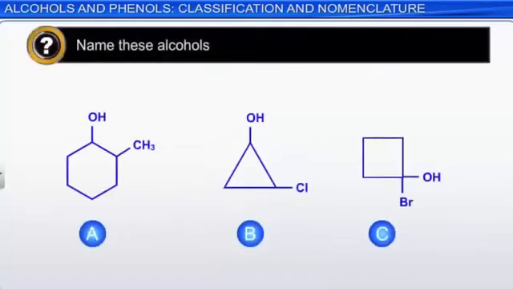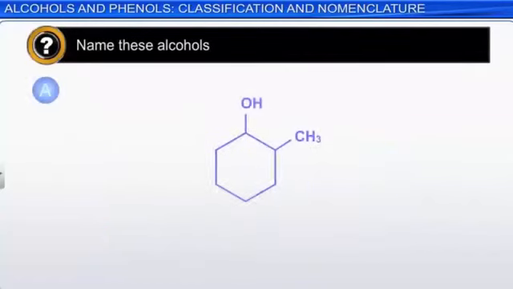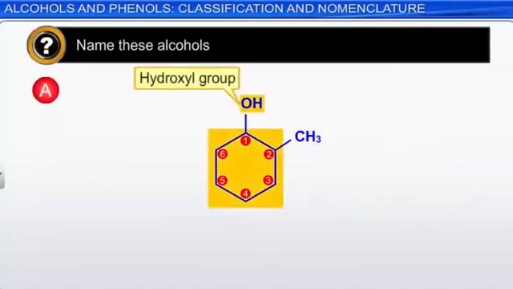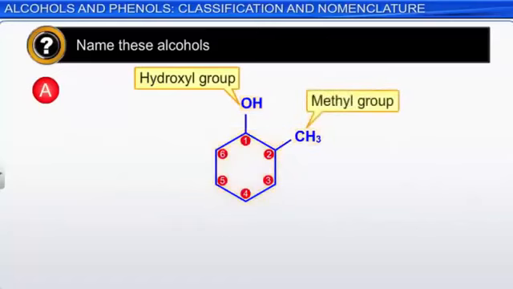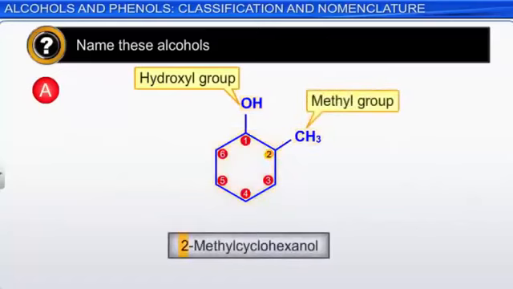Practice is essential to mastering organic nomenclature. Can you name these alcohols? Remember that the location of the hydroxyl group is considered to be carbon 1, so start counting there. If there is a choice of numbers, count to get the lower numbers for substituents. So, molecule A contains a 6-member carbon ring with a hydroxyl group and a methyl group. Molecule A is a 2-methyl-cyclohexanol, not 6-methyl-cyclohexanol.